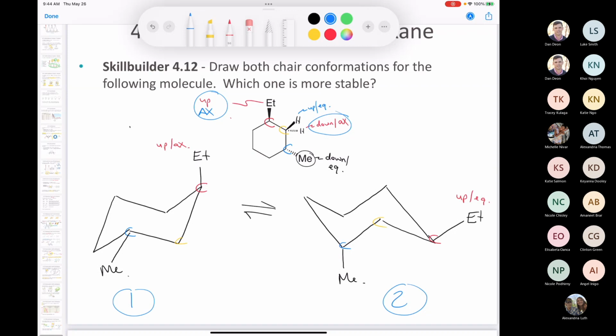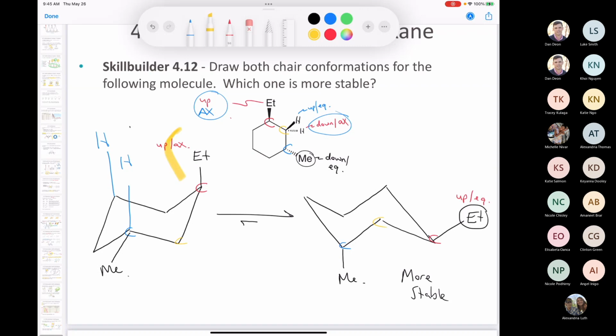Yes, thanks, Clinton. It's going to be number 2. It's going to be the more stable. So the equilibrium is going to lie to the side of the second one. So if I draw my equilibrium arrows, I have a big one pointing towards the one on the right and a little one pointing towards the one on the left. Why is this one going to be more stable? More stable because the larger group is in the equatorial position. Here we have the larger group in the axial position. So we have these 1,3-diaxial interactions between the ethyl group and these protons, where it's not present in the structure on the right.